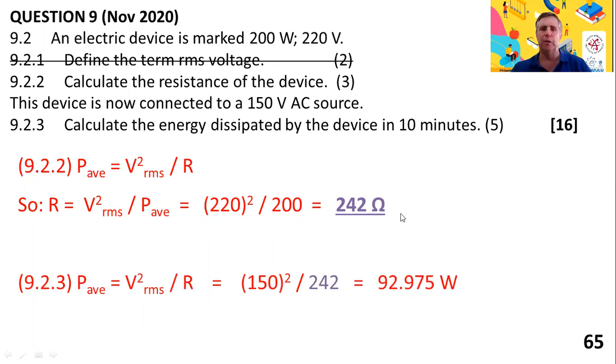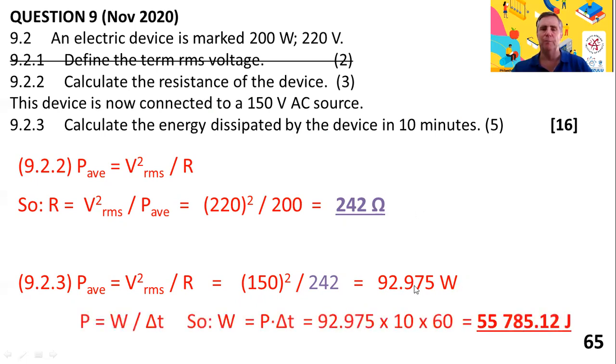You're asked, what is the energy dissipated in 10 minutes? Well, and sorry, this is when it's connected to a 150 volt source now. So we put in the new voltage, 150 volts as VRMS. We divide by the resistance we've just calculated, 242 ohms, and we get that average power is 92.975 watts. But the question said calculate the energy dissipated. So power equals work over time, so work equals power times time. So we simply multiply the power by 10 minutes and times 60 seconds per minute. Do that calculation carefully on your calculator, and we get an answer that the work done or the energy dissipated is 55,785.12 joules.